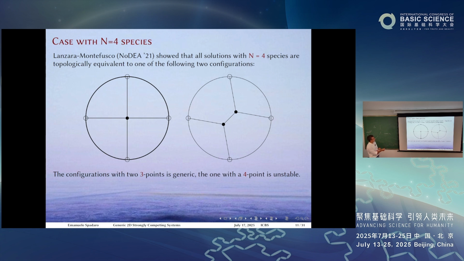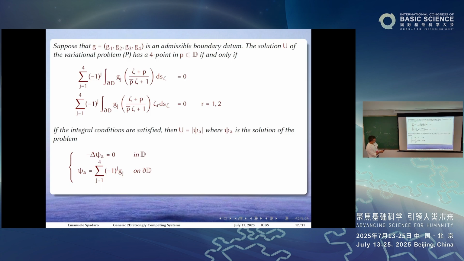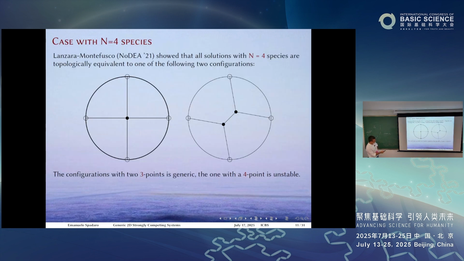They studied the case of 4 species with connected boundary values. And 4 species may have only 2 types of solutions: one single 4 point or 2 3 points. That's the only 2 configurations up to the form of this solution. And they analyzed the condition to have a 4 point here.